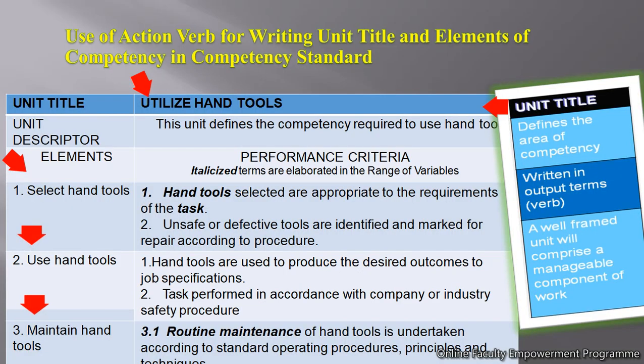A sample example: suppose the unit title is about tools. Different types of tools you need to introduce in the unit. You will identify the operation. You are supposed to tell the applications. Then the unit title, utilization, utilize hand tools. Then sub elements: select, use, maintain.